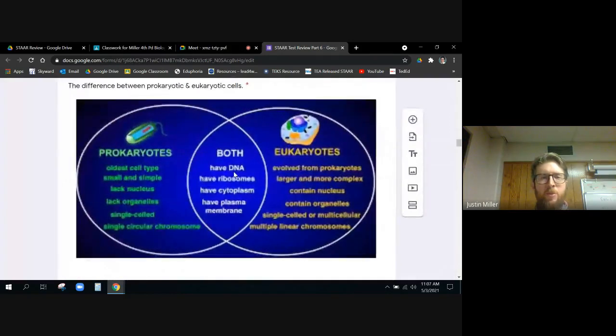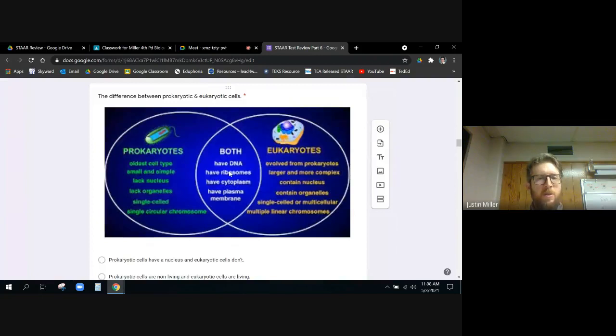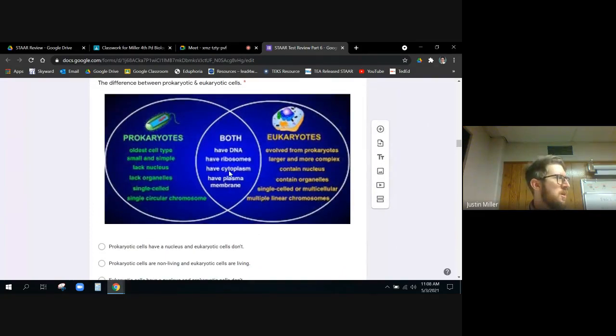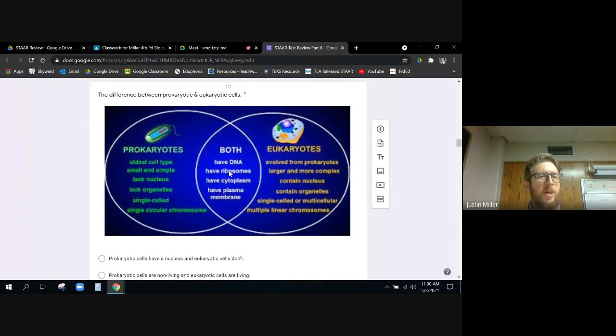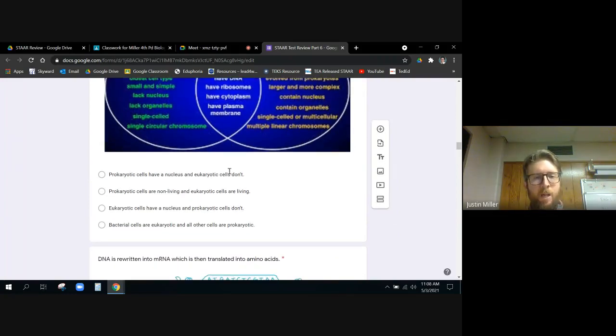Okay, difference between prokaryotic and eukaryotic cells. Can you guys guess without even looking at the answer choices? Remember the difference between pro and euk? What's the difference? Nucleus, good. Which one does not have a nucleus? Right, pro. Remember, pro means no nucleus. And what does euk mean? Euk means nucleus. Euk has the nucleus, okay? Correct.